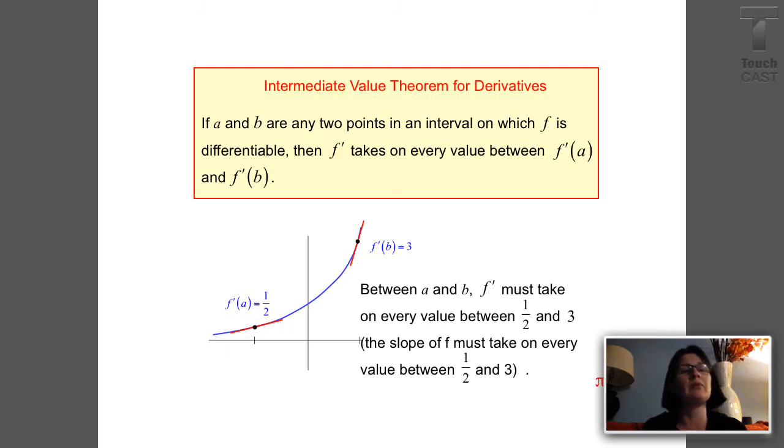So this picture can help. Here, f prime of a equals 1/2 means that at x equals a, the slope of the graph is 1/2. F prime of b equals 3 means that at x equals b, the slope of this graph happens to be 3. So the slope at one place is 1/2, the slope at another place is 3. That means somewhere between a and b, this function has a slope of a tangent line, a derivative, that is equal to every possible value between 1/2 and 3.